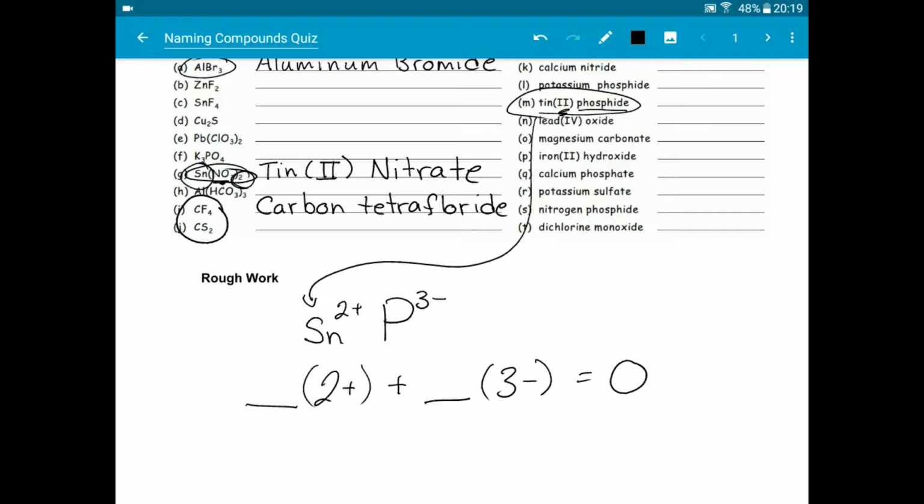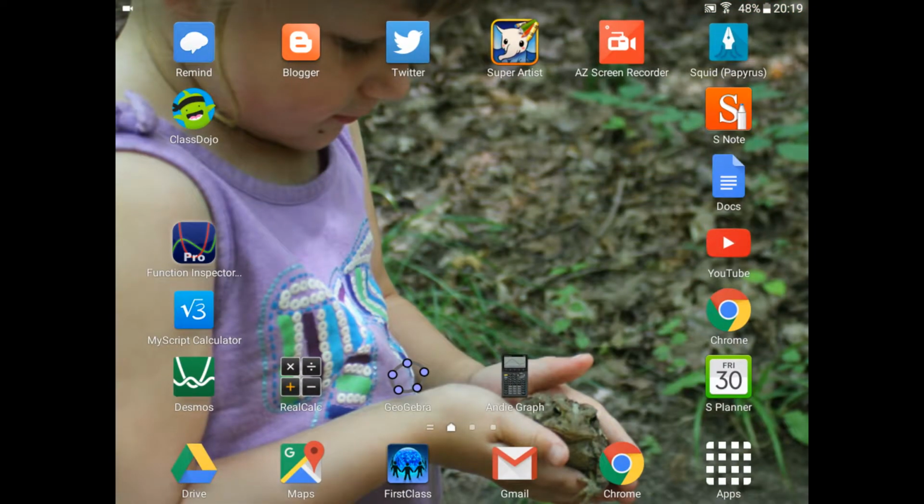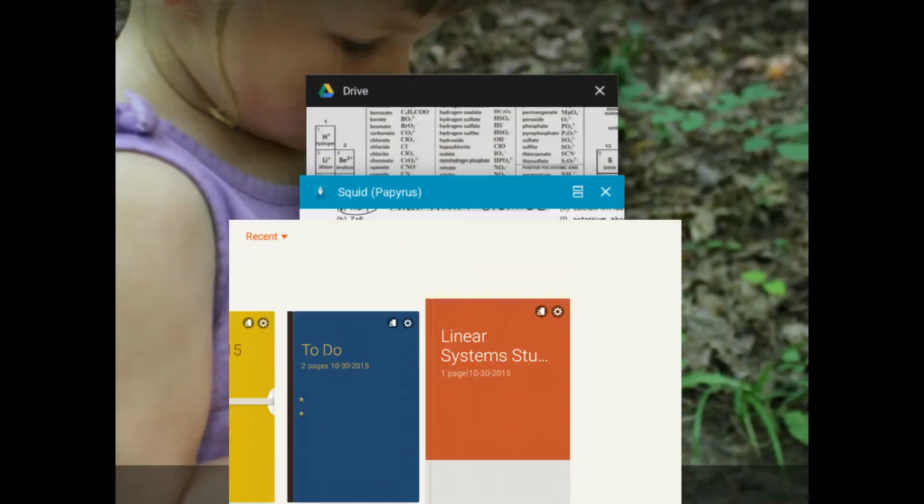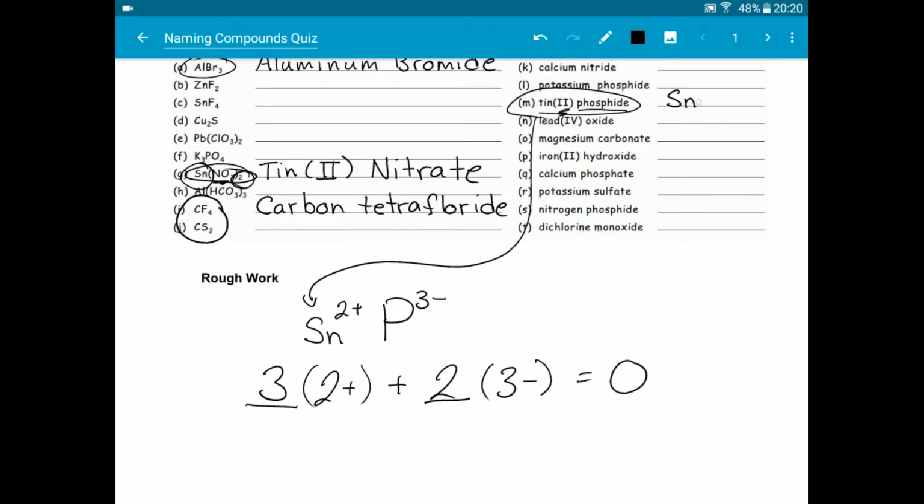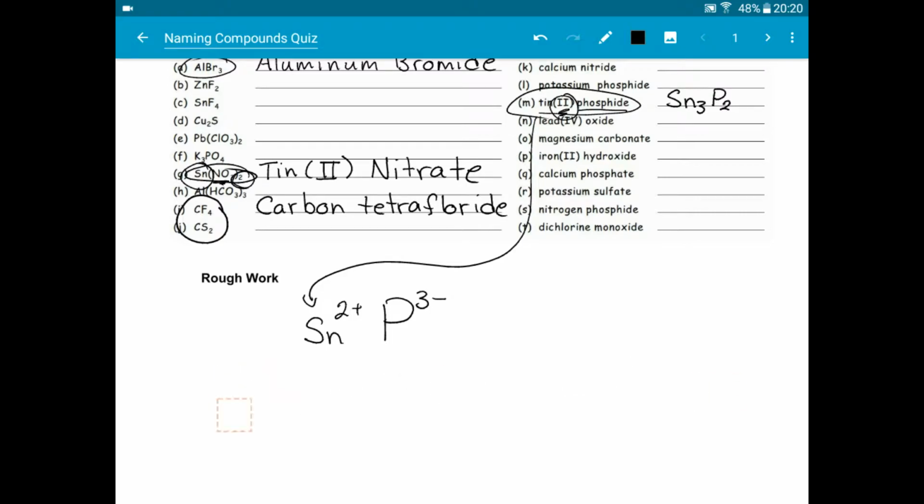Well, again, depending on your math skills, you should be able to quite easily see that this is a 3 and that's a 2. So we need Sn3, and then phosphide P2. Okay, and we'll just quickly do one where you don't have this, so we can just see how we handle that. Okay, let's get rid of that.